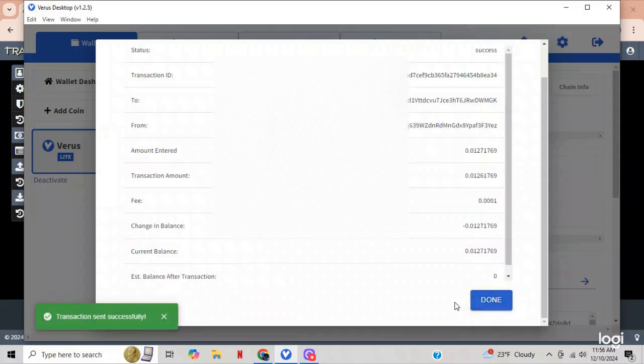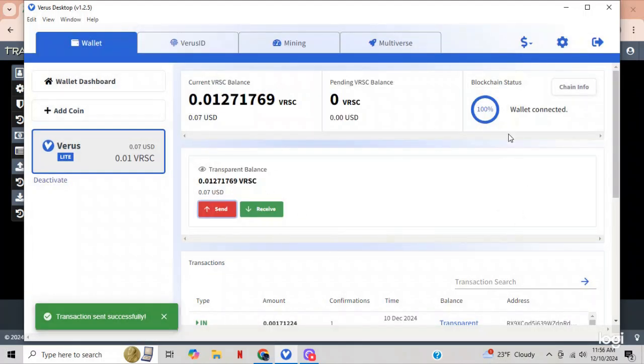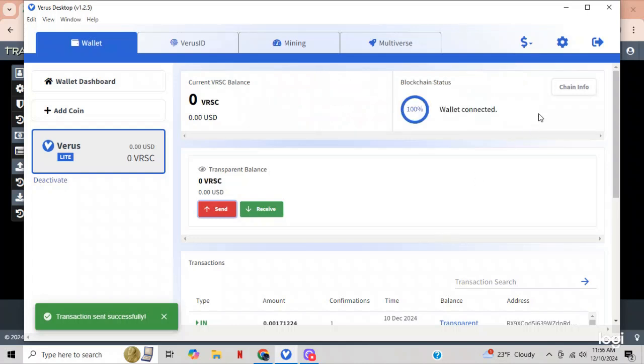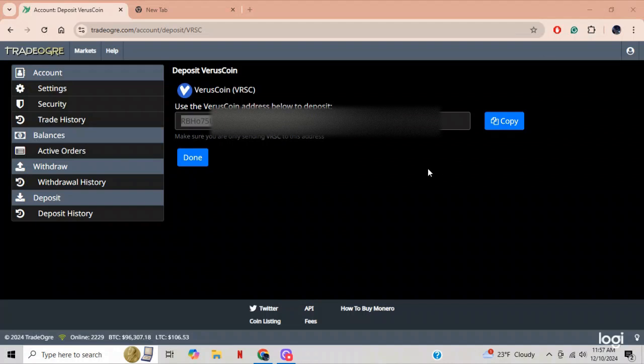It's building the transaction. It says it was successfully sent. You say, done. All right, so now you're done and out of your Verus Coin desktop. So you can actually see that your money is gone. So I'm going to just log out, close this out, and I'm going to say deposit history right down here on TradeOgre.